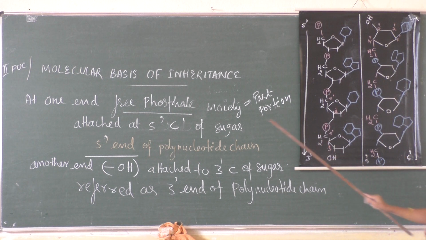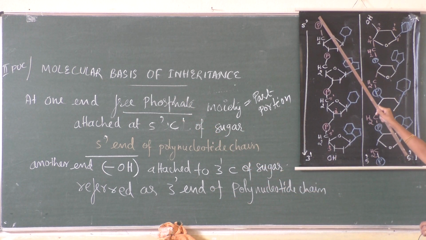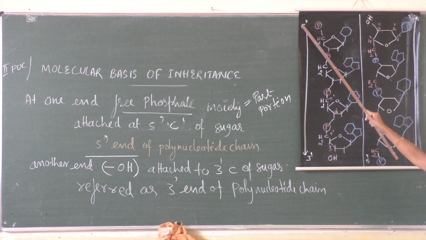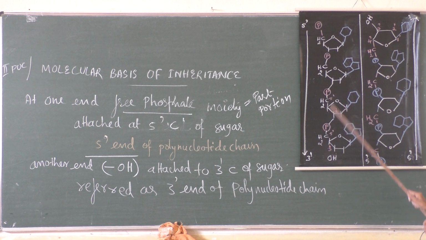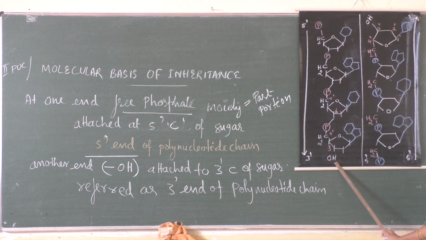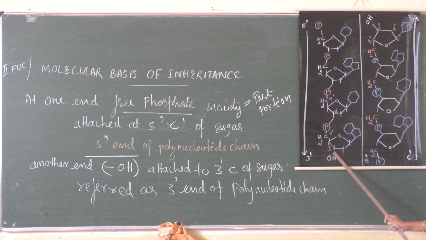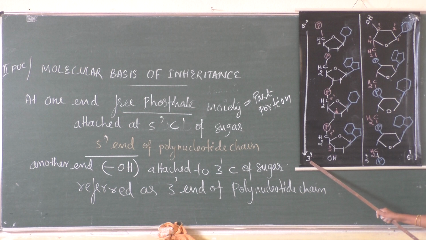So a polynucleotide chain at one end has a free phosphate moiety, which is attached to the fifth prime carbon of the sugar, which is referred to as the 5 prime end of the polynucleotide chain. At another end there is an OH group, which is attached to the third prime carbon of the sugar, which is referred to as the 3 prime end.